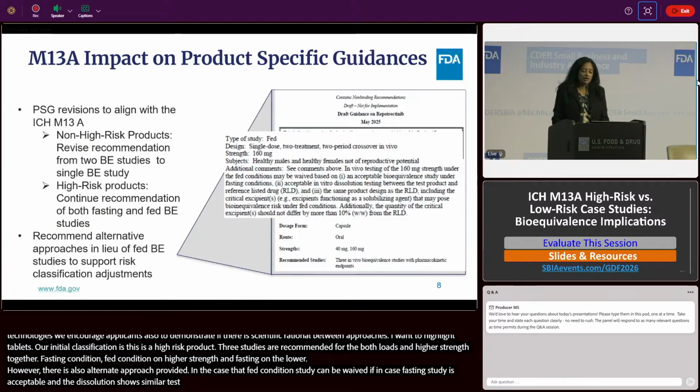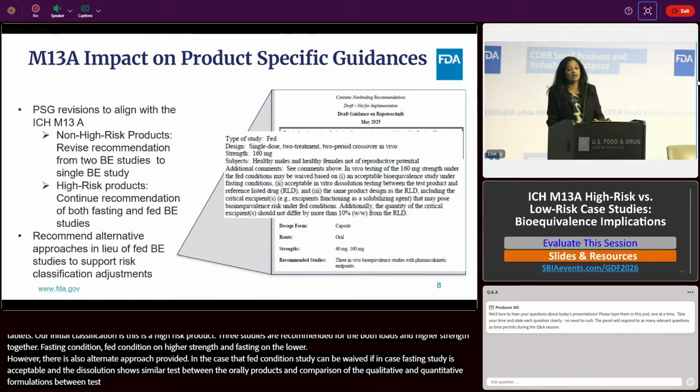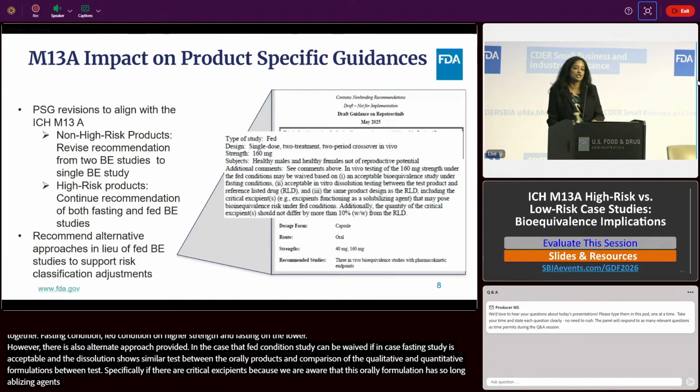And the most important is comparison of the qualitative and quantitative formulations between test and RLD, specifically if there are critical excipients, because we are aware that this RLD formulation has solubilizing agents. So we want to make sure that the test formulation is similar to the RLD formulation, so the risk of bioinequivalence under fed condition is minimal.